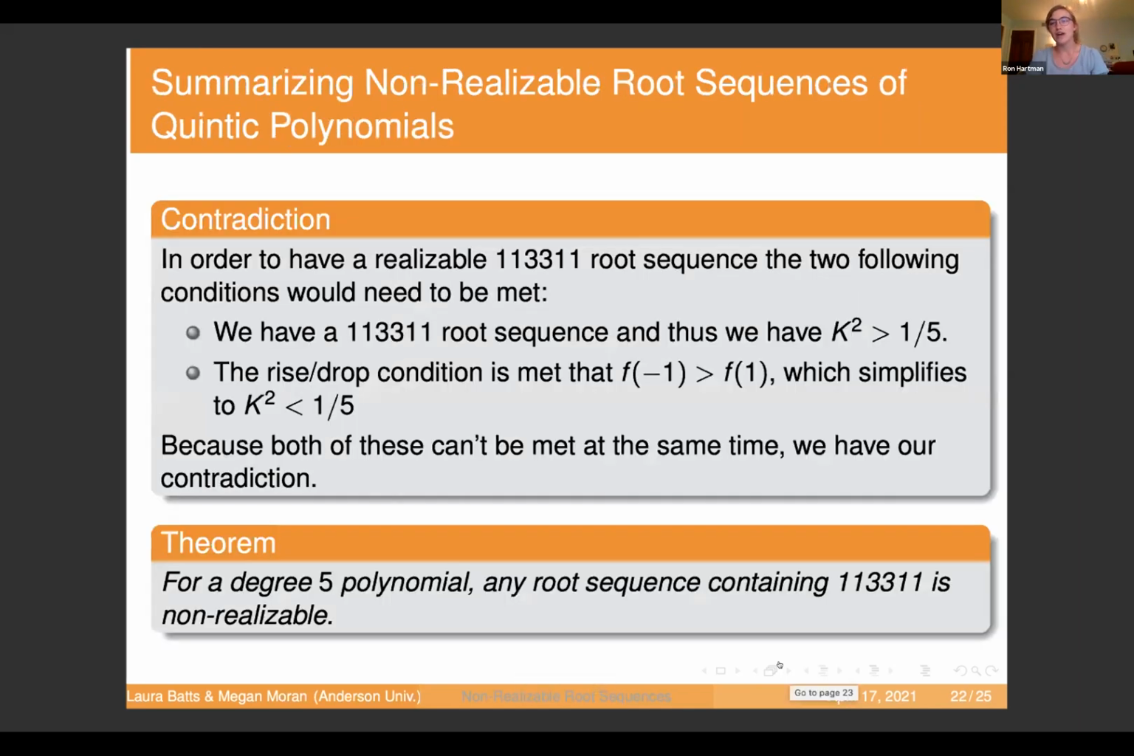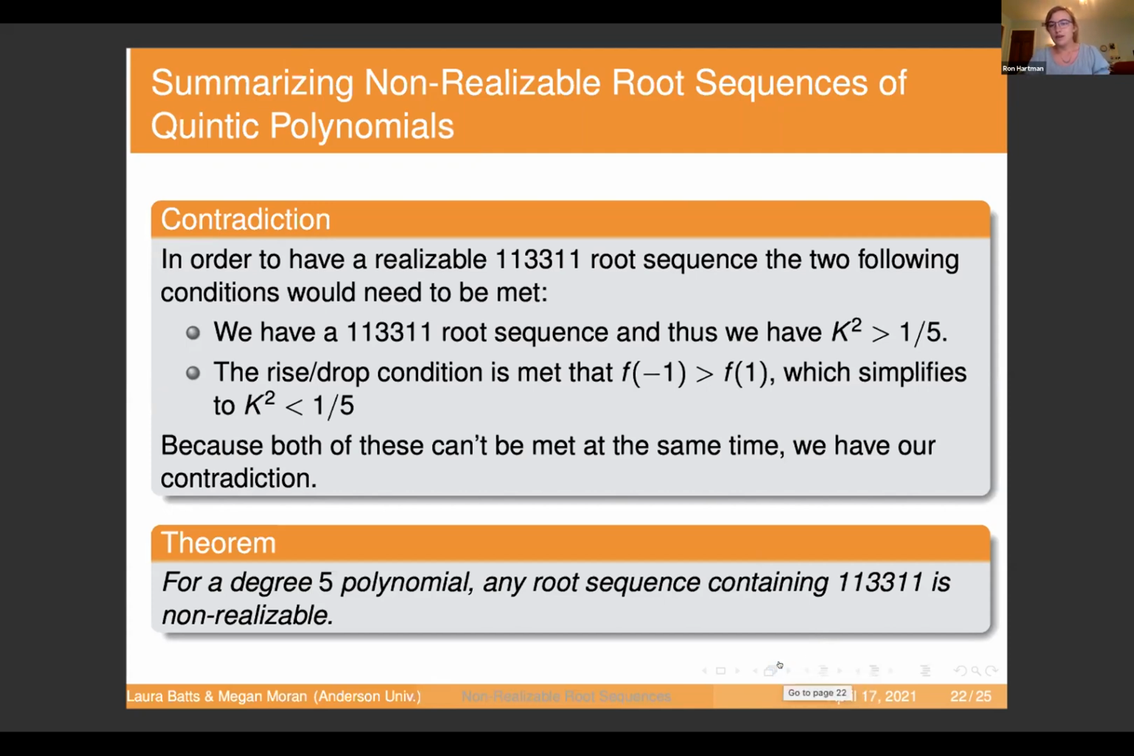So just to summarize everything that we've said through this proof, we need to have two conditions met: that we need k squared to be greater than 1/5 by the construction of our polynomial. And we also need to meet our rise drop condition that f of -1 is greater than f of 1, which simplifies down to k squared is less than 1/5 in order to get those 5 real roots. And because we can't meet both of those inequalities on k squared and 1/5, we have reached our contradiction and thus proved that for degree 5 polynomials, any root sequence containing 1, 1, 3, 3, 1, 1 is non-realizable.